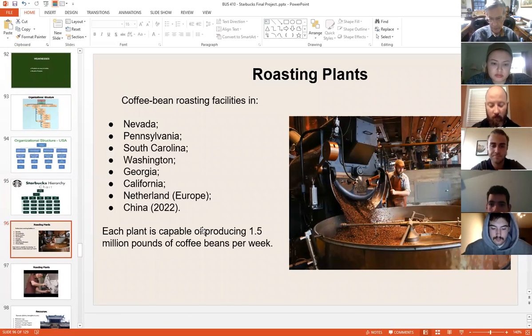Okay, now we have the coffee bean roasting plants in different states, and they're planning on opening a new one in China by 2022. It's actually in process right now, and they have one in the Netherlands. Each plant is capable of producing 1.5 million pounds of coffee beans per week.